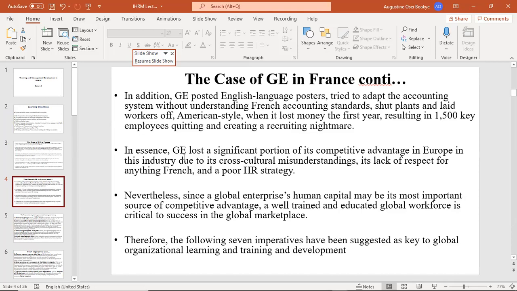Nevertheless, since a global enterprise's human capital may be its most important source of competitive advantage, a well-trained and educated global workforce is critical to success in the global market. Therefore, the following 7 imperatives have been suggested as key to global organizational learning and training and development.